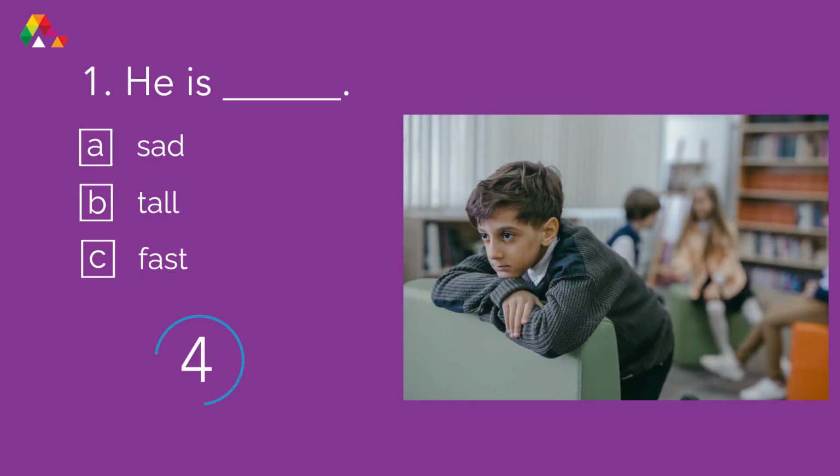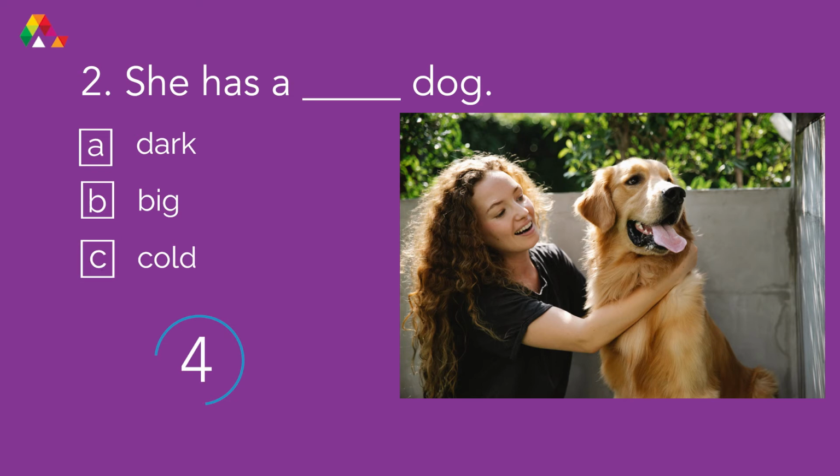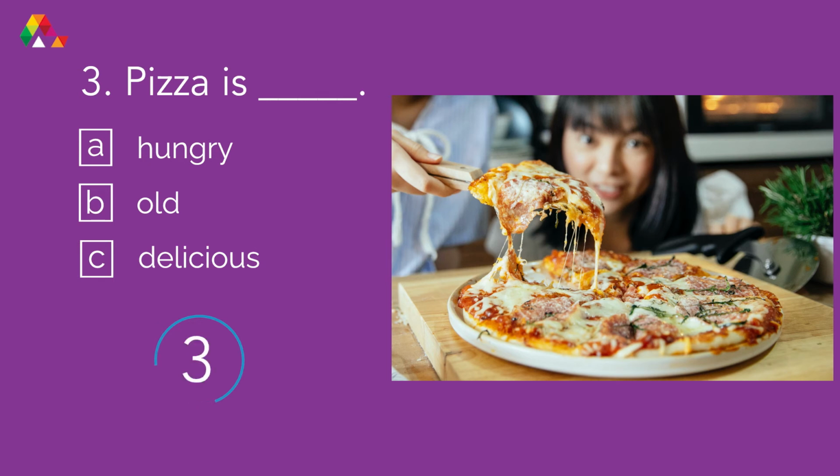Let's test your knowledge of adjectives with a 3-question quiz. I will show you a picture and you need to choose the best adjective to describe the picture. Ready? Number 1, he is... He is sad. Number 2, she has a dog... She has a big dog. Number 3, pizza is... Pizza is delicious. Great work today.